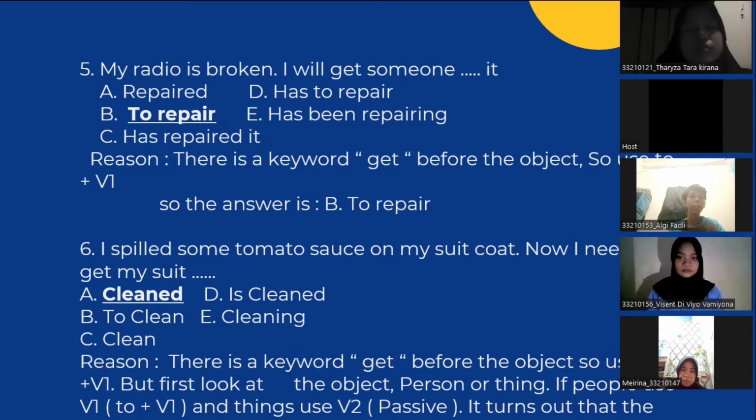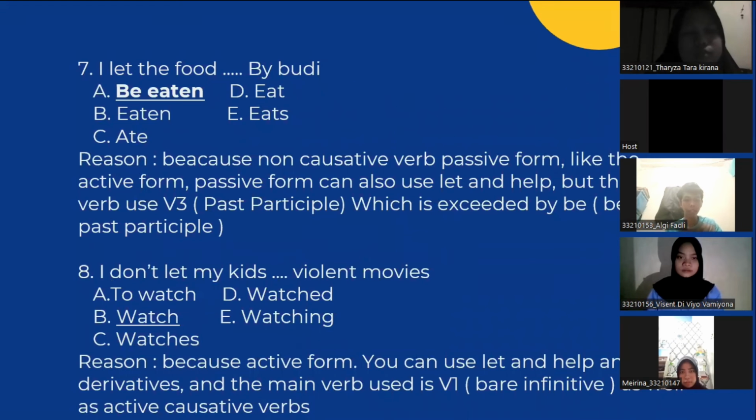Number 6, I spilled some tomato sauce on my suit coat. Now I need to get my suit blah blah blah. Answer is A. Clean it. Reason, there is keyword get before the object, so use to plus verb 1, but first look at the object, person or thing. If people, use to plus verb 1, and if things, use verb 3 passive. It turns out that the answer is A. Clean it.